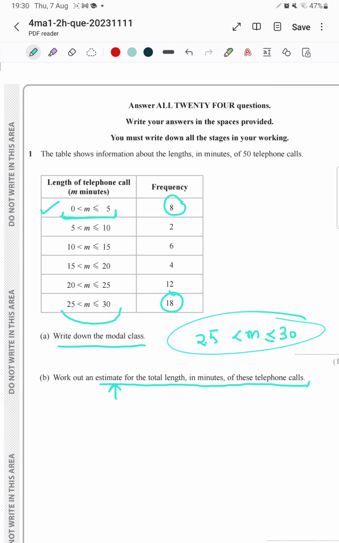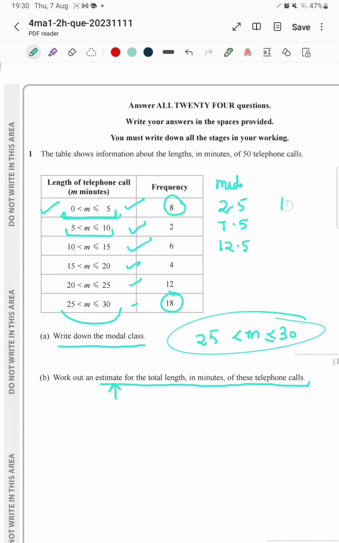In such cases, when we have to find the estimate of the total length, I would count the length of each call and add all of them up. How can I add them up? Because it is from 0 to 5, I will find the midpoint. On average, I will take the midpoint of the calls from 0 to 5 minutes as 2.5 minutes, which is not exact, but it can be somewhere like that. Then for 5 to 10 minutes, I can take 7.5 minutes. For 10 to 15 minutes, the midpoint will be 12.5.